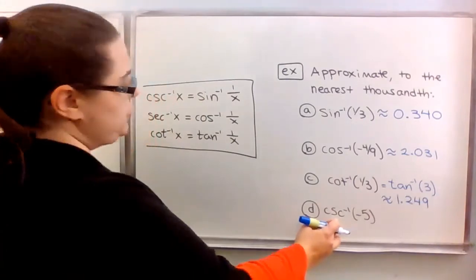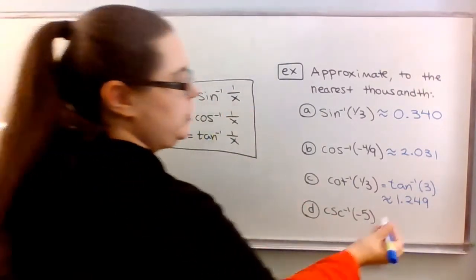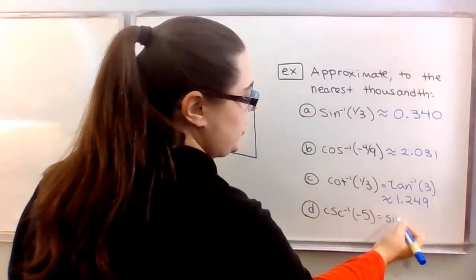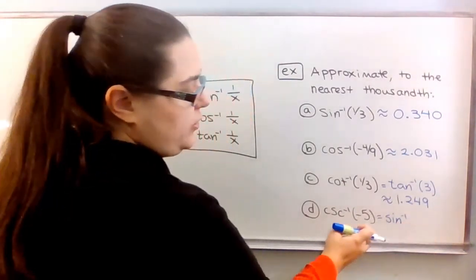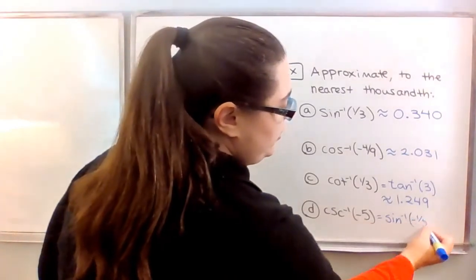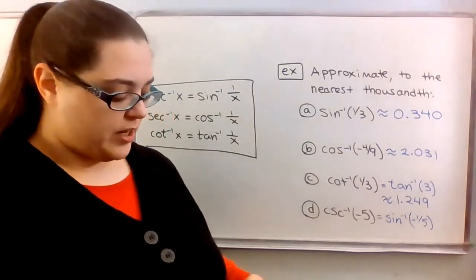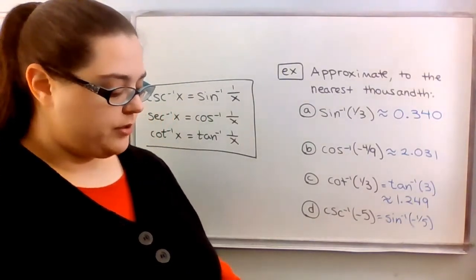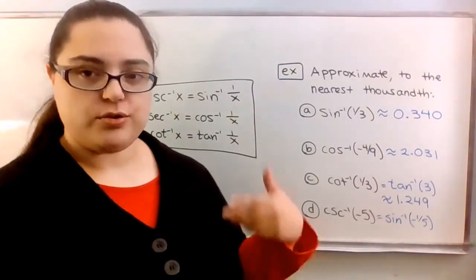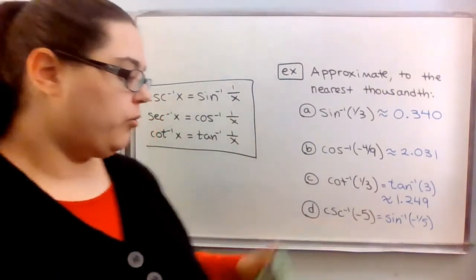And for inverse cosecant, I'm going to write that as the inverse sine of the reciprocal. So this is inverse sine. And the reciprocal of -5 is -1/5. So I'm going to find inverse sine of -1/5. And to the nearest thousandth, this is -0.201.